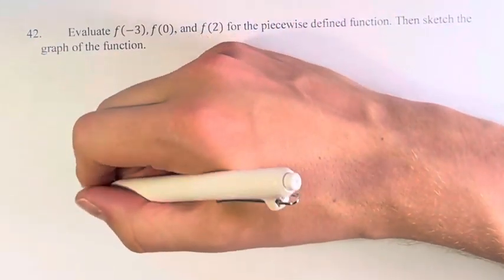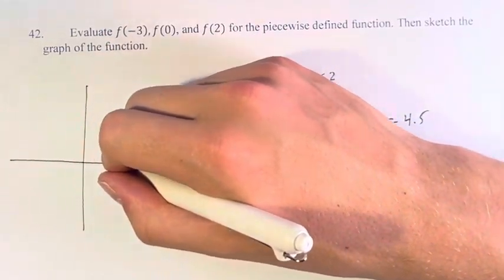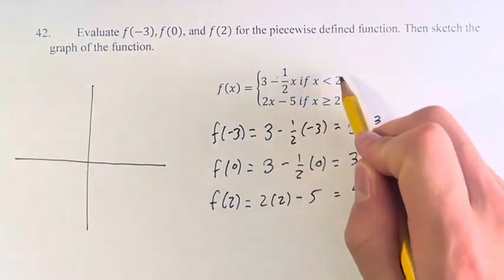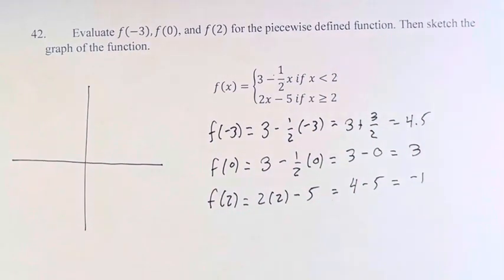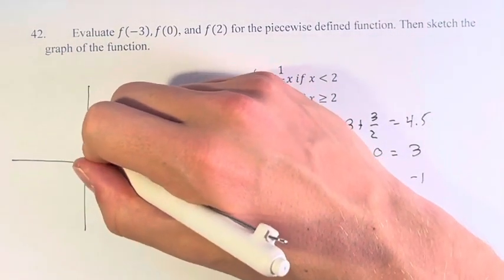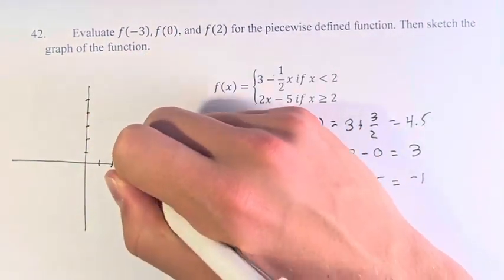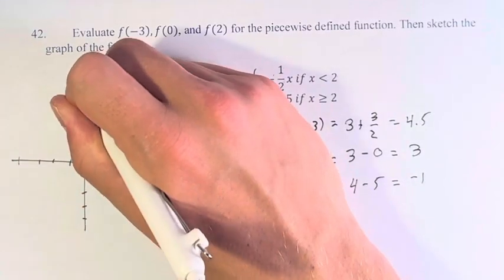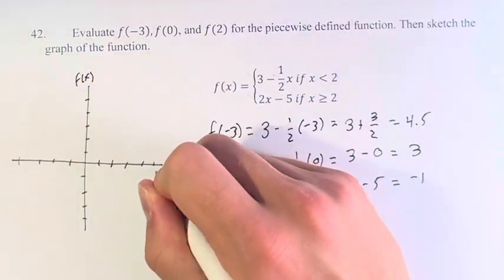Now we want to sketch the graph of this function. And I'm going to use a pencil here so we can actually erase the parts of the function that are eliminated by the fact that it's piecewise. So first of all, we need to have some points on the axes just so we have a frame of reference. And this is f of x over x.